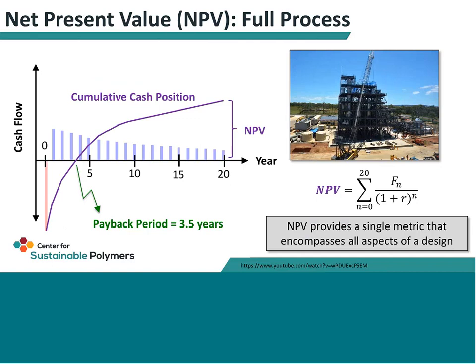So what's great about this, I know it's a lot of details about economics, there's a lot more details that go into this, but this basic idea gives us a single metric that encompasses all aspects of the design. And so from an optimization perspective, I now have an objective function that I can apply any variable I want to and tell whether it's an improvement or a negative.